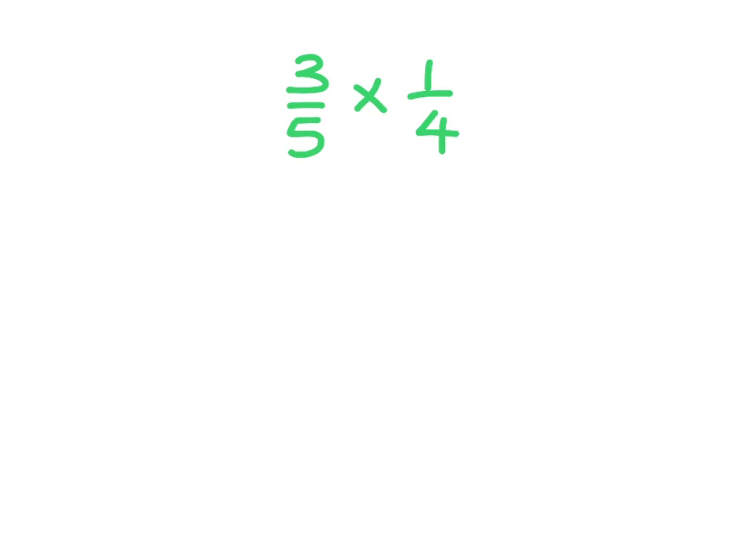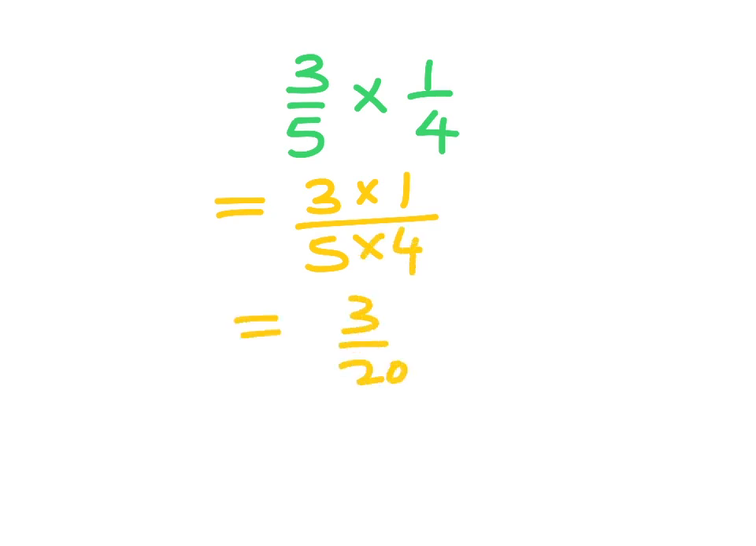Well, this is a simple multiplication. You just multiply the numerators or the top number. So 3 times 1 is going to be 3 times 1 divided by 5 times 4. And that gives us 3 over 20.